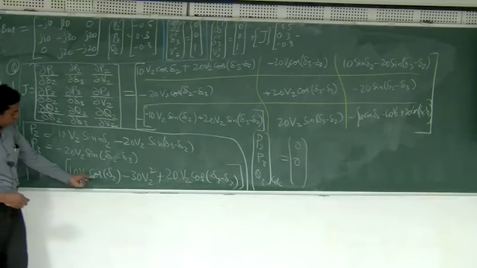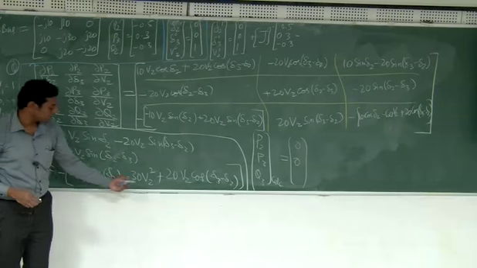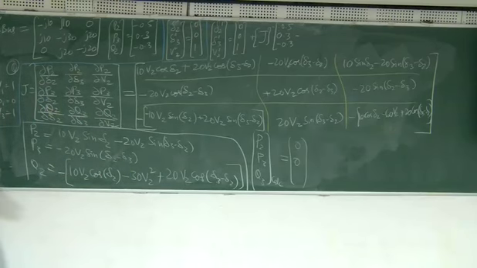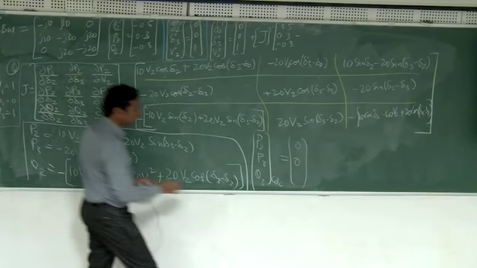V2 is 1, cos of delta 2 is 1, so cos 0 is 1, so this is 10 minus 30 plus 20. So 10 minus 30 plus 20 is again 0. So this whole thing is also 0. So my error vector is this itself.